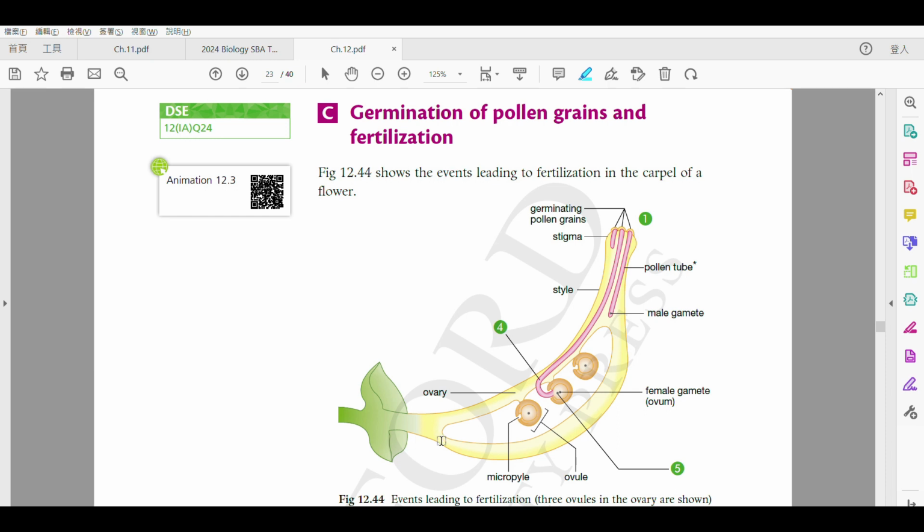Alright, so this video is the last part of chapter 12, 係第12課最後一個部分啦。Okay, so earlier we've learned about two things. We've learned about the flower structure, 花結構啦, and how pollination takes place. Alright, 點樣做到呢個傳粉啊 pollination. And so today we're going to continue on what happens after pollination. 喺 pollination 之後 what will happen 呢?